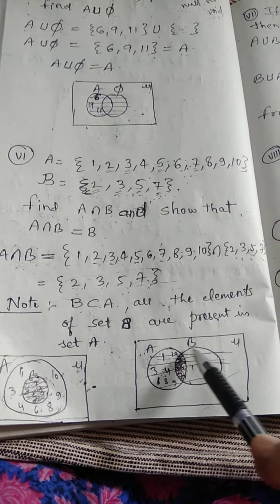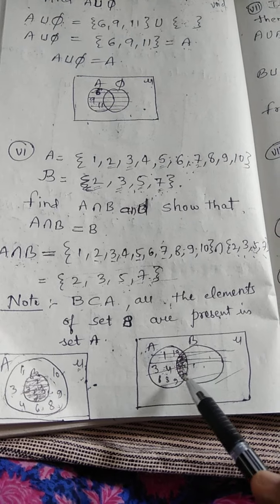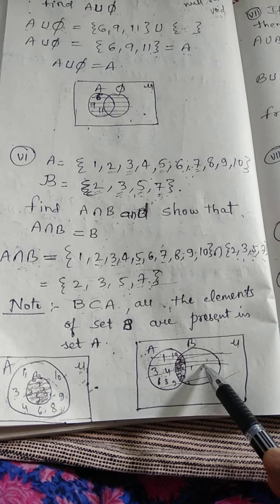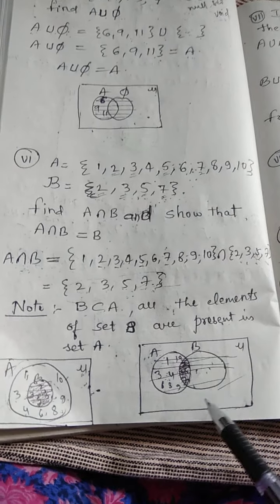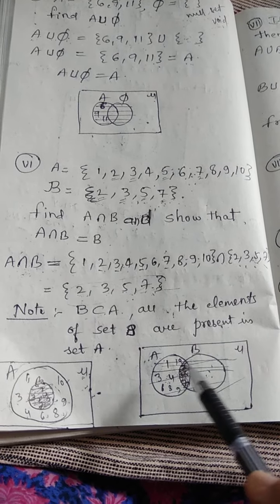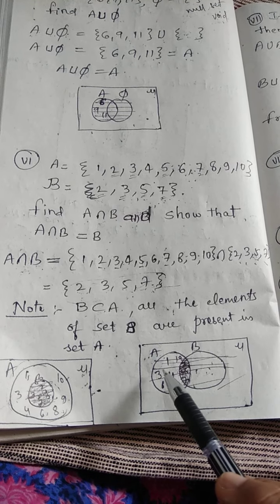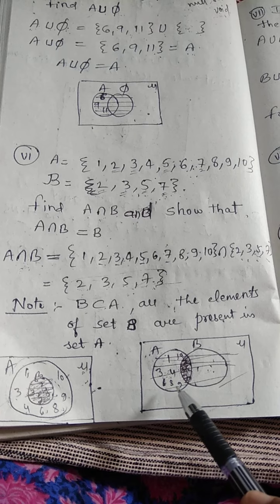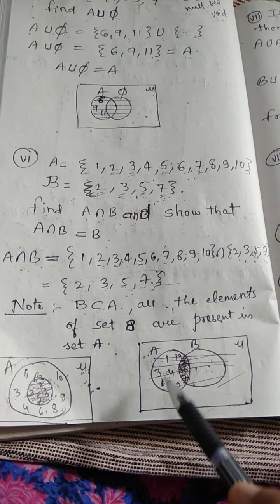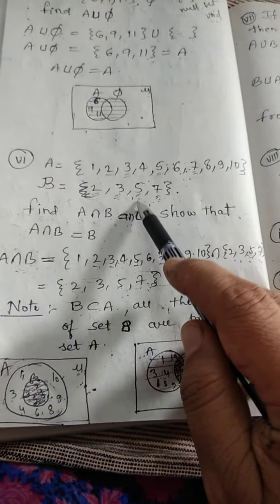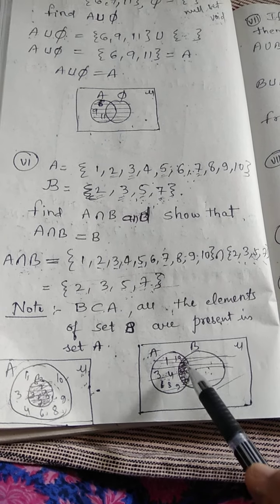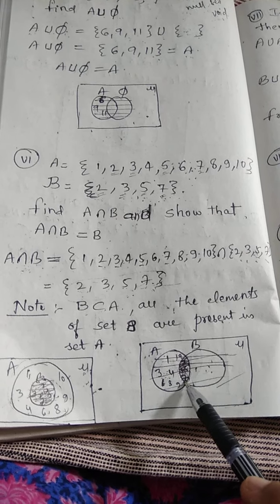Set A and this set B. Okay, the common elements go in the overlapping part. Other than the common elements, there is no element in set B, so here there will not be any element. And other than the common elements, what are the elements present in A? 1, 3, 4, 6, 8, 9, 10. This you note down here. 2, 3, 5, 7 are the common elements, right here. Okay.